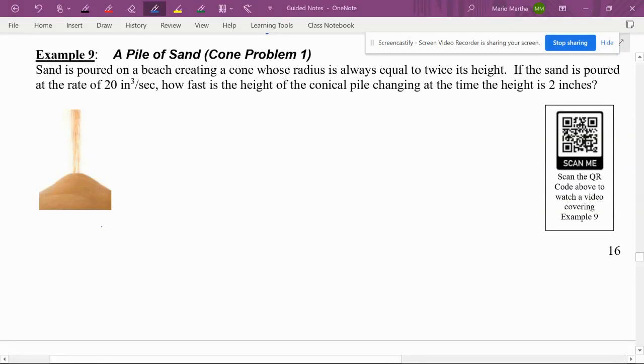Welcome back to Calc AB, everybody. Today's topic, 4.5, part 3. Example 9, a pile of sand. This would be Chrome problem number 1.